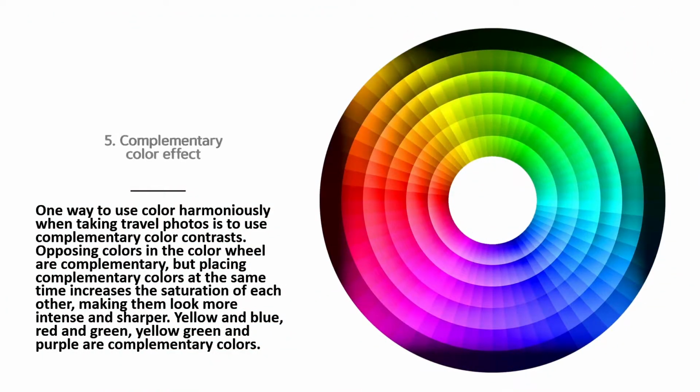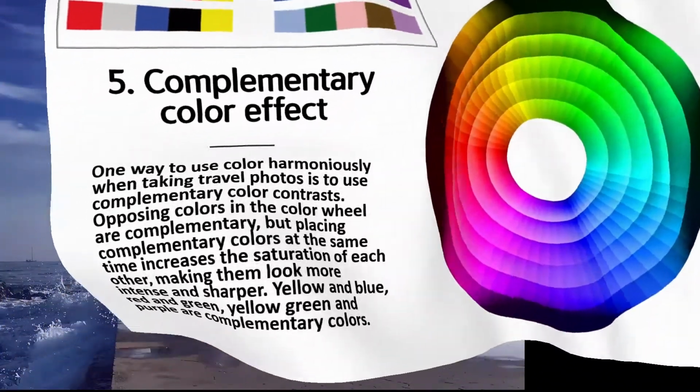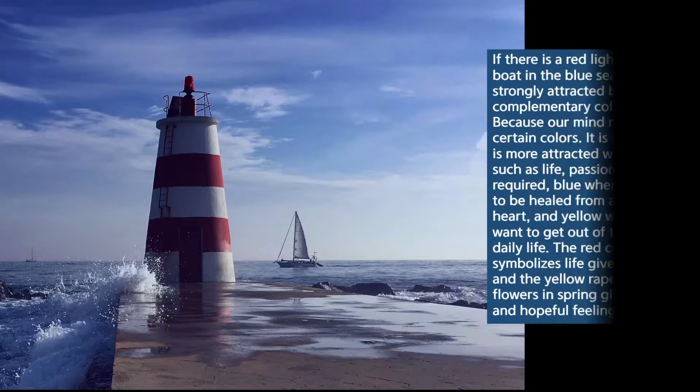5. Complementary color effect. One way to use color harmoniously when taking travel photos is to use complementary color contrasts. Opposing colors in the color wheel are complementary, and placing complementary colors at the same time increases the saturation of each other, making them look more intense and sharper. Yellow and blue, red and green, and yellow-green and purple are complementary colors.